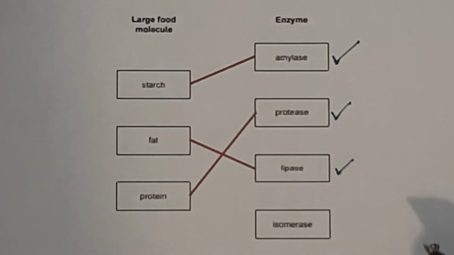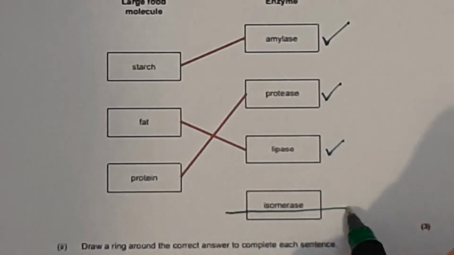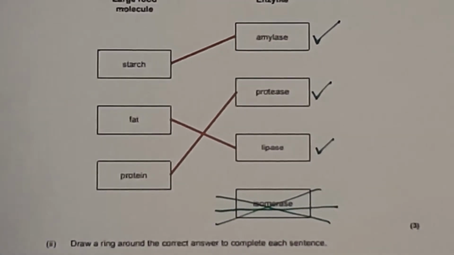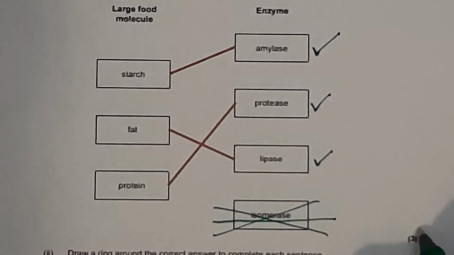Okay, so there should not be anything attached to isomerase. I don't want to see anything attached to that. So if you've done as above, you get 3 marks, so circle the 3. Otherwise, please write in how many marks you got in the corner here.